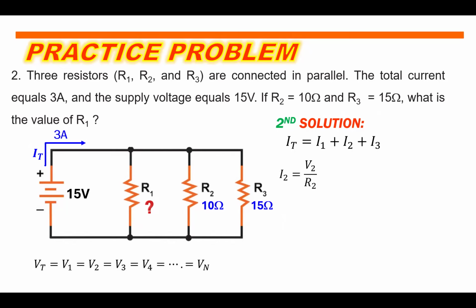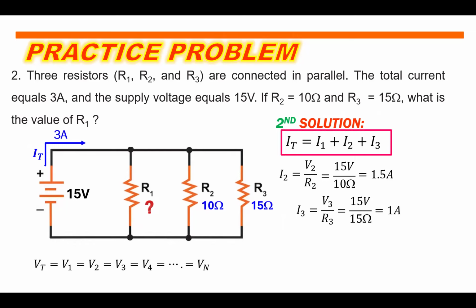Using Ohm's law, we can solve for I sub 2, that is V sub 2 over R sub 2. So 15 volts divided by 10 ohms will give us 1.5 amperes. I sub 3 is V sub 3 over R sub 3. So 15 volts divided by 15 ohms will give us 1 ampere. Using this equation, we can rearrange it to solve for I sub 1. That is equal to total current minus I sub 2 minus I sub 3. Then substitute the values. The value of I sub 1 is equal to 0.5 amperes.